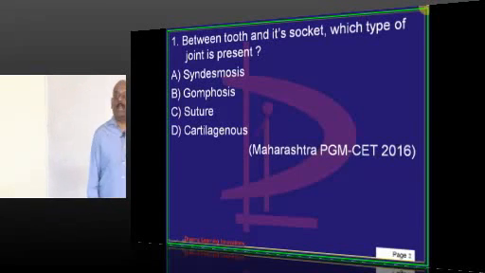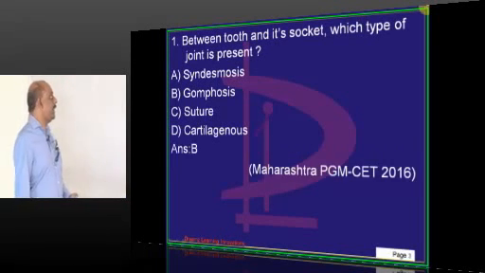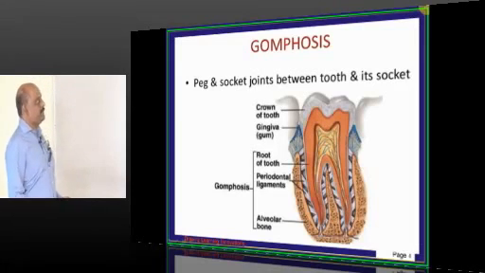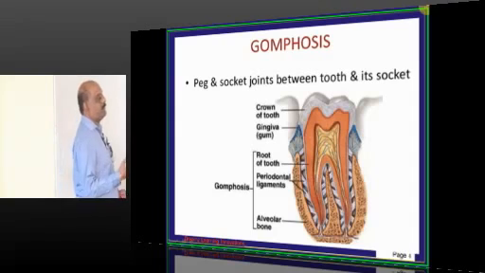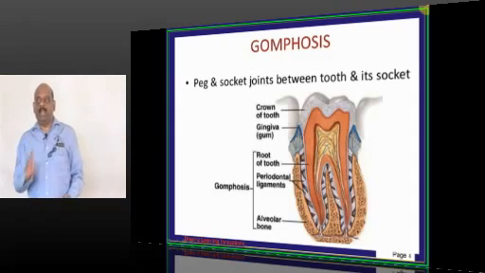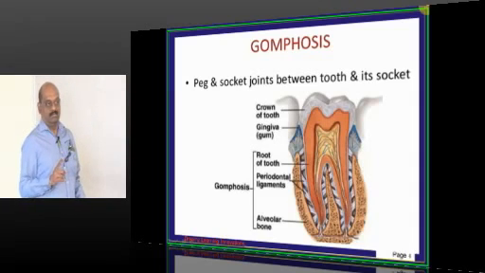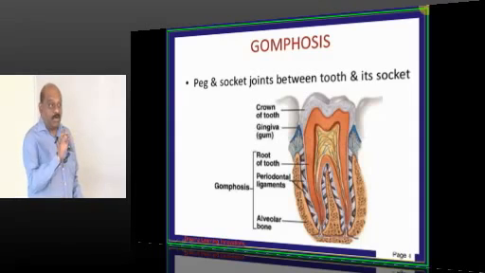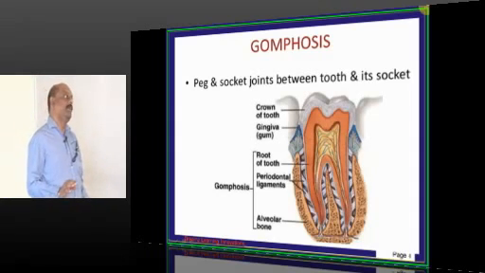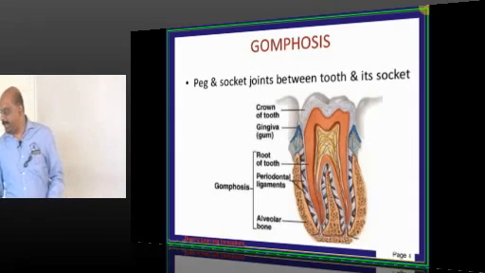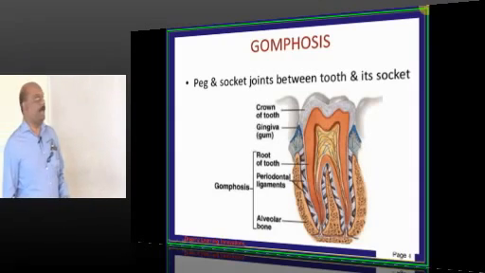Between tooth and its socket, which type of joint do you have? You have what is called gomphosis. Between the tooth and its socket is what you need to remember. If you look at the previous APPG question bank, every time they ask one question, which is a ball and socket, which is a hinge joint. Joint types is a very high yielding topic in the All India PG question bank, which you should basically appreciate.